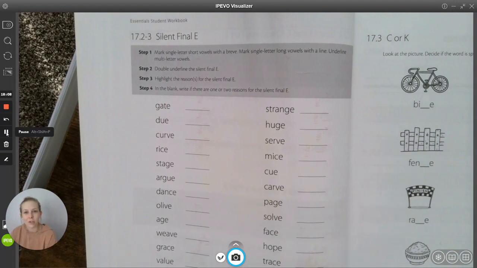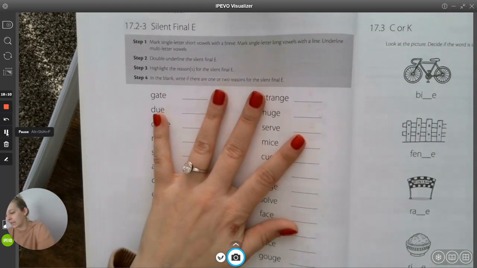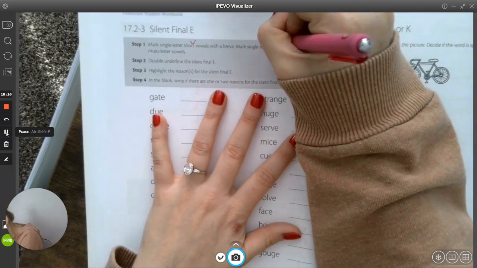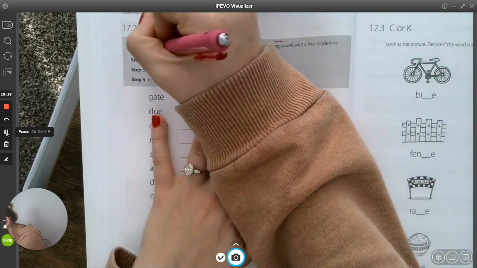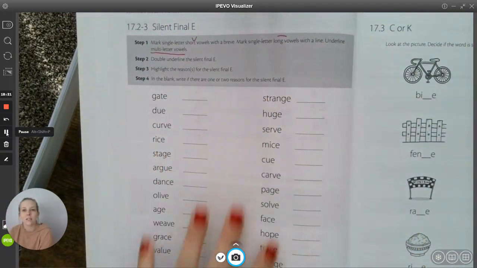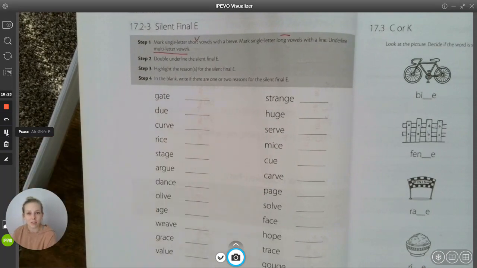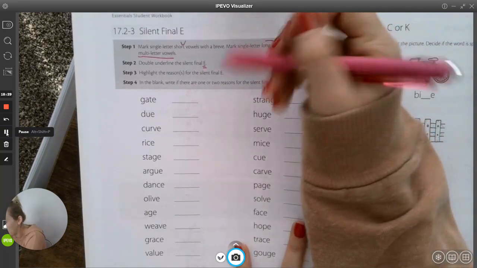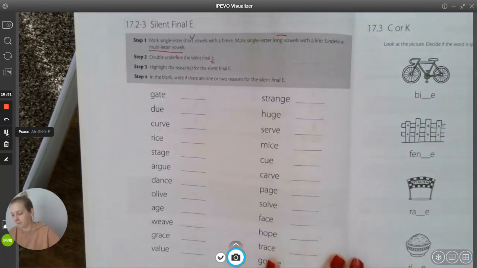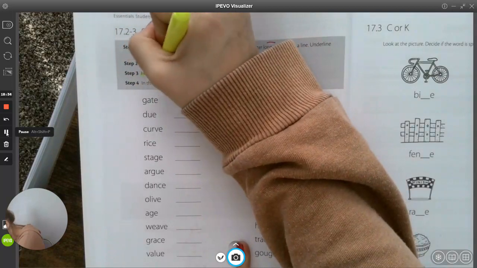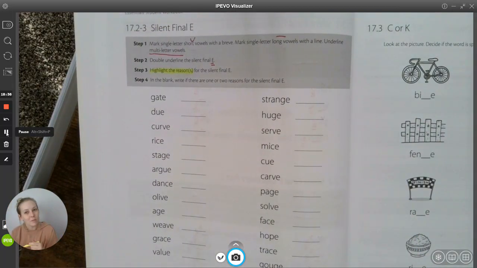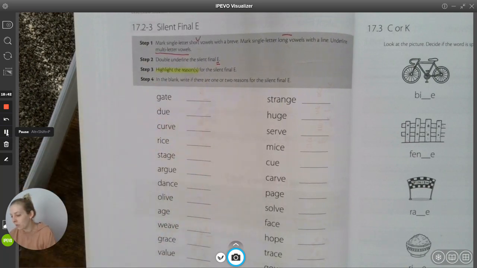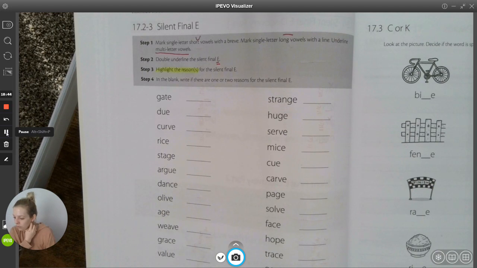Try and get that flat for you. All right, so now step 1, mark single letter short vowels with the breve. Mark single letter long vowels with the macron, and underline those multi-letter vowels. Then double underline the silent final E. Highlight the reason for the silent final E. Highlight, or you can box it with your pencil or whatever you're using. And then in the blank, write if there are 1 or 2 reasons for the silent final E.